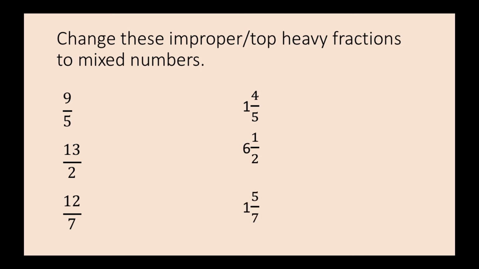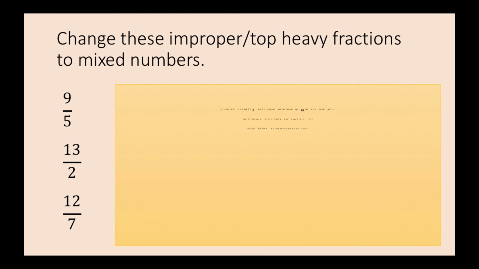If you got all those right, well done. I'm just going to quickly go through them in a little bit more detail. So for 9 over 5, it's like saying how many times does 5 go into 9? Well, 5 only fits into 9 once, and then there's 4 left. So it'll be 1 and then 4 over 5.